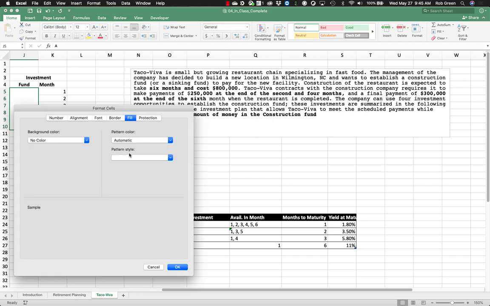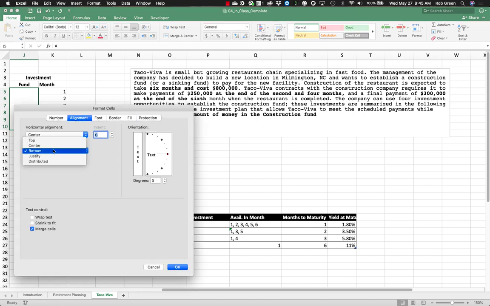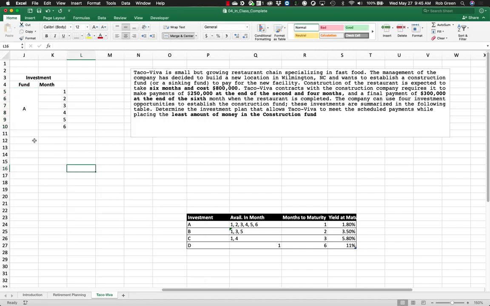So there's a lot of different ways you can do this. If I'm going to do it this way, I'm going to make sure that everything is well centered. Okay. We have B with 1, 3, and 5, and then we have C with 1 and 4, and D with 1. And I'll do the same thing just to be consistent here. We'll center that. And then I am just going to go ahead and use the format painter on these to get all that done. And there we go. So we have an investment. We have specific funds that are available in specific months.